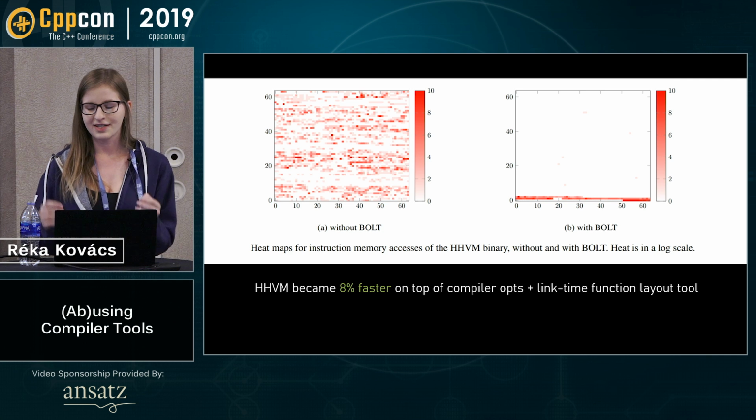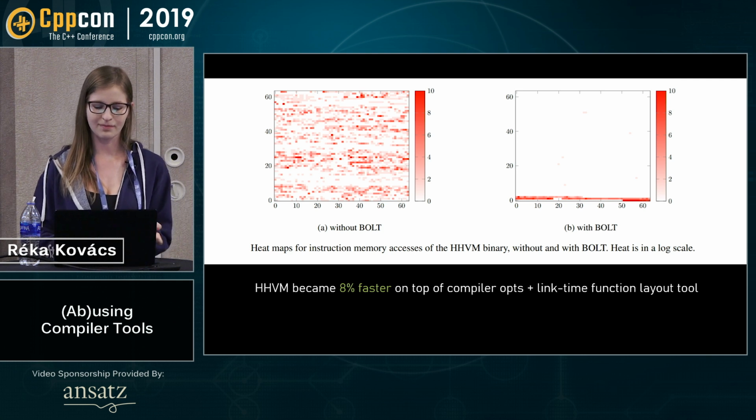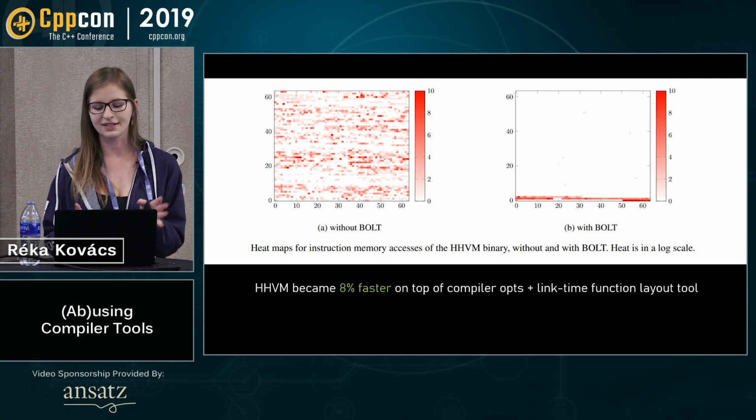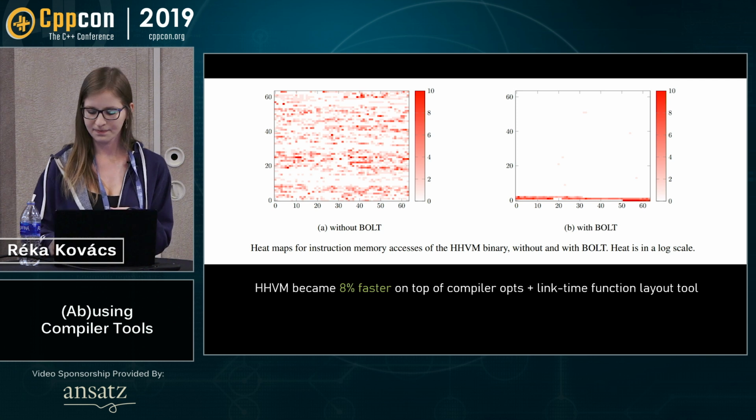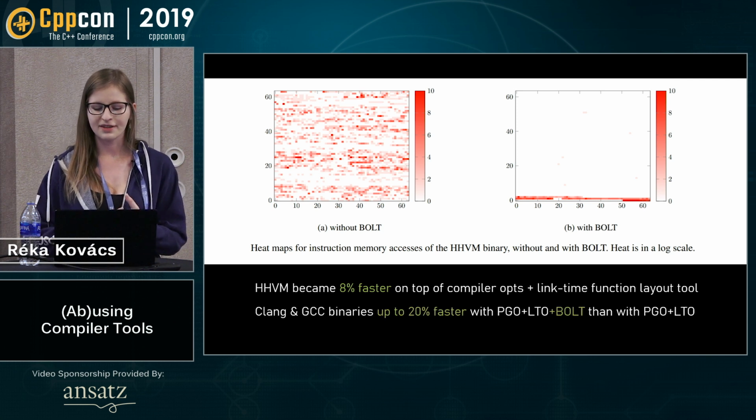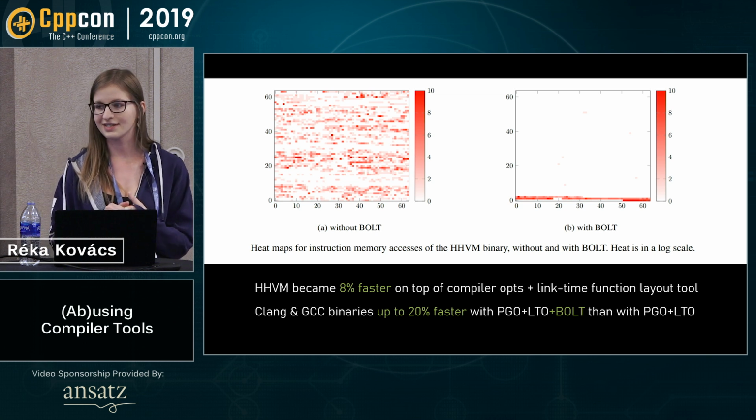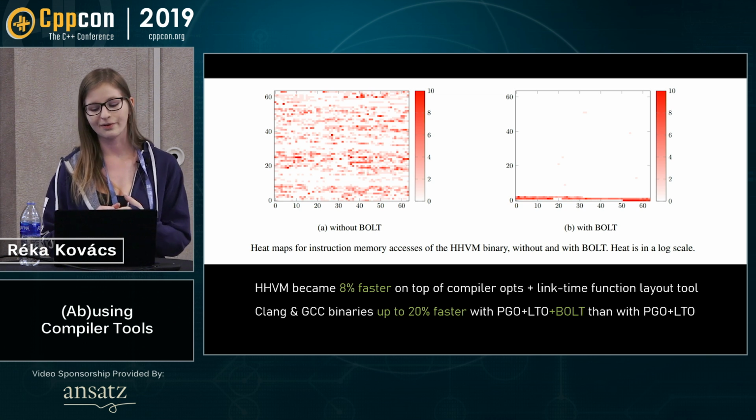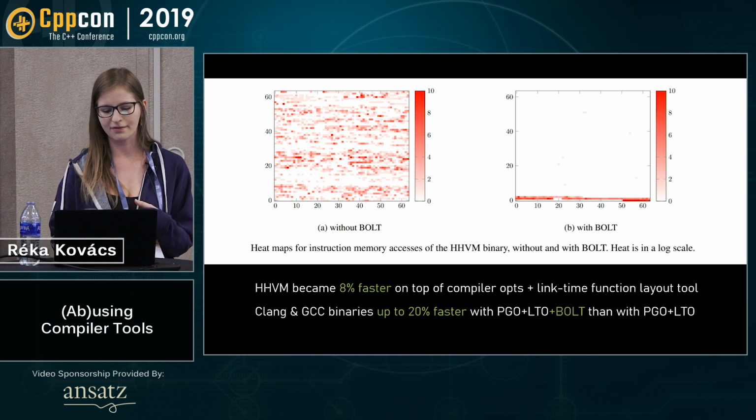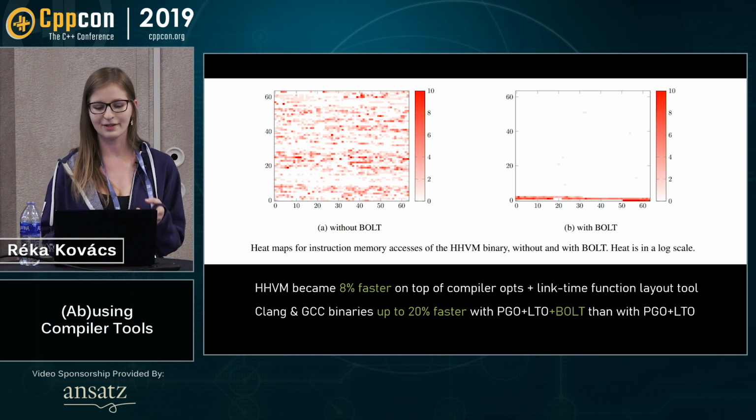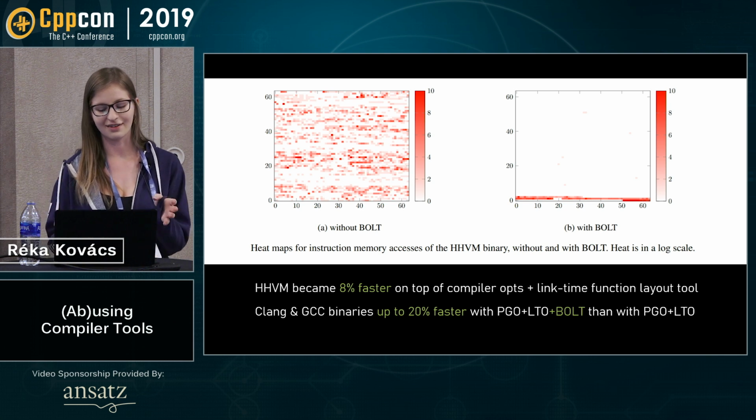This particular Facebook service became 8% faster on top of all the compiler optimizations and a link time function layout tool that they have. Another thing that the authors tried is running Bolt on Clang and GCC binaries. And what was really interesting is that even on top of PGO and LTO, they managed to get the binary a lot faster.